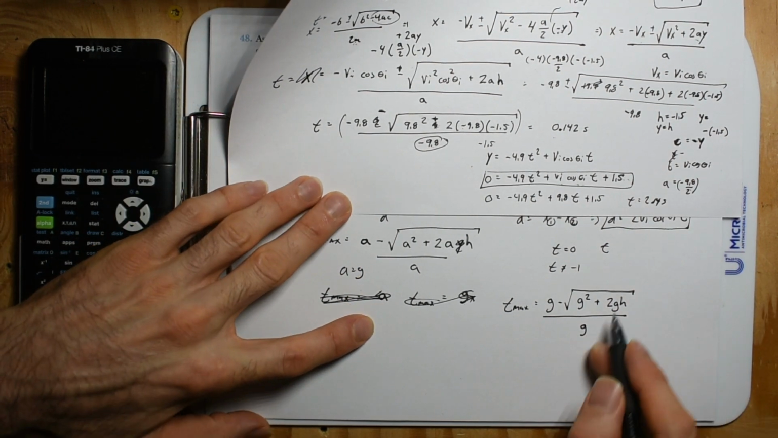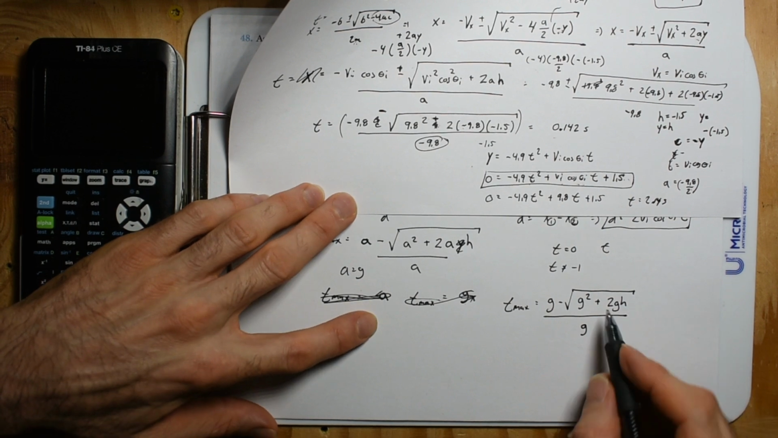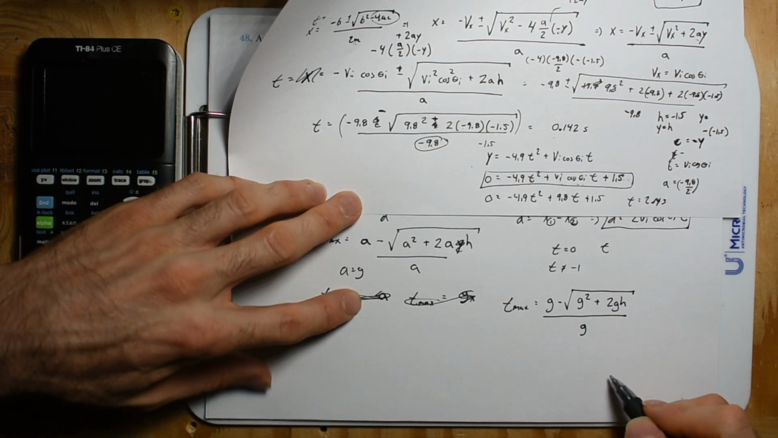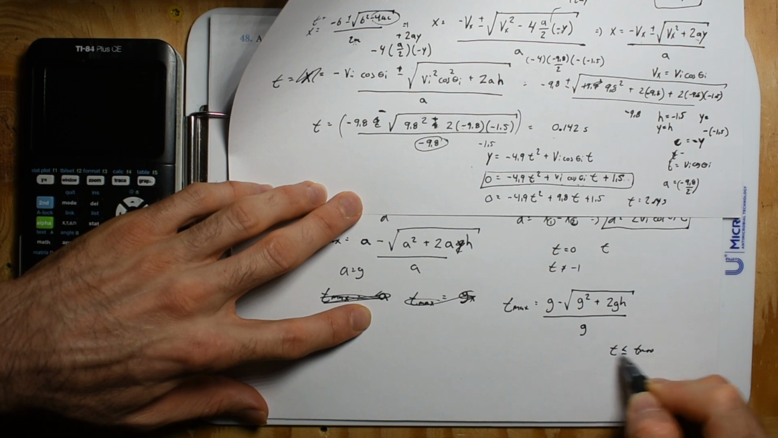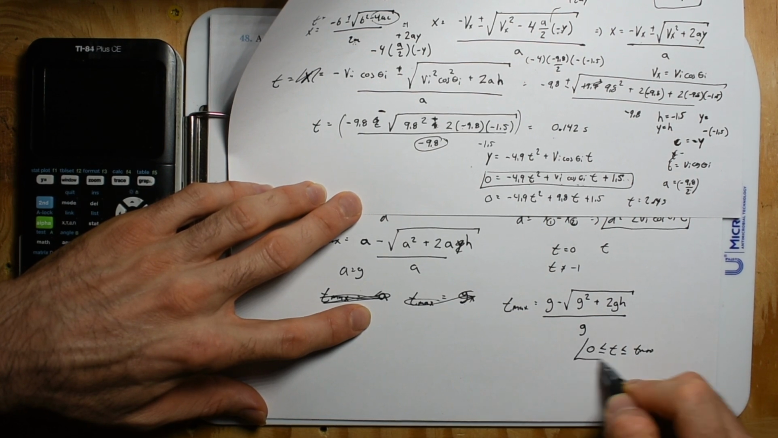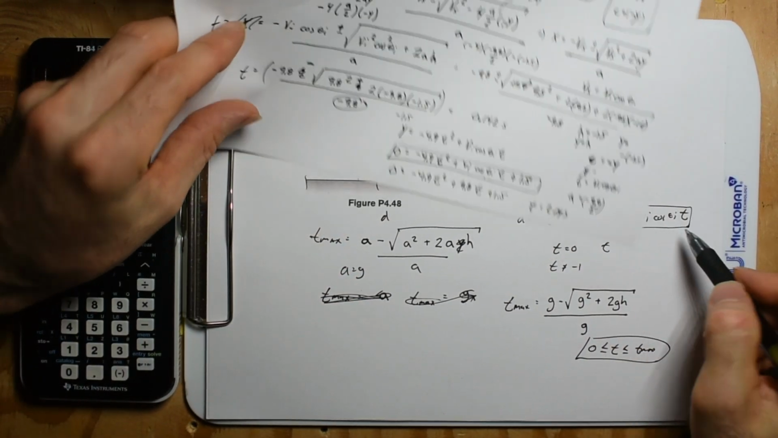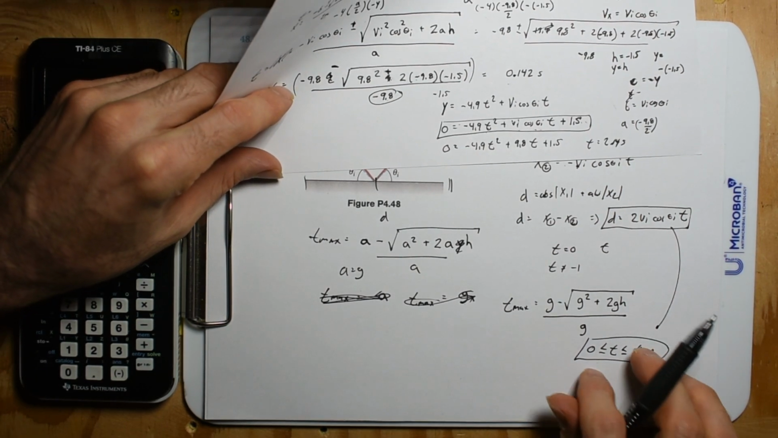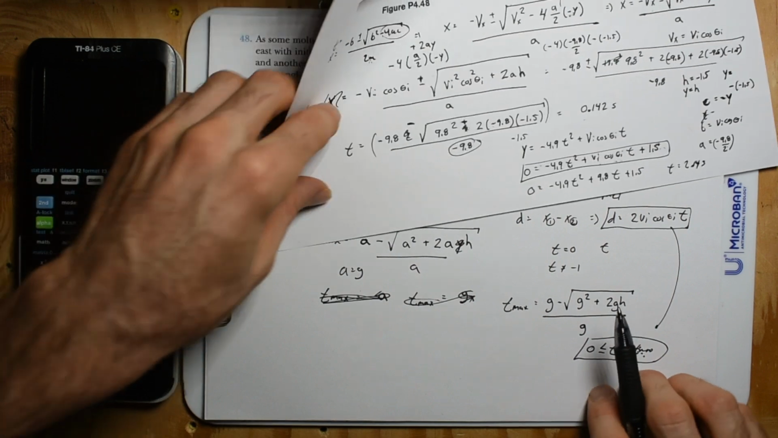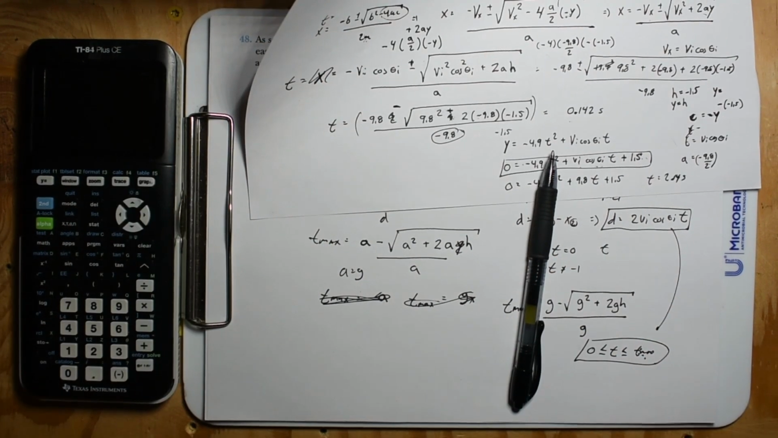There's even a way to clean this up. You know what I mean? So we're good to go. And then t has to be less than or equal to t max and greater than or equal to 0. So there's our equation for d. Hasn't changed. But then here is our limit on time, and that's definitely what I wanted to show.